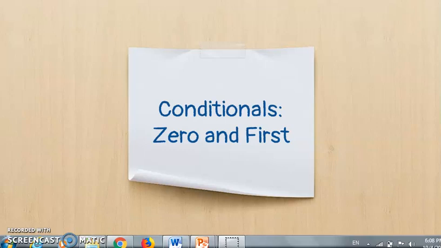Today I'm going to teach you about conditionals. There are different types of conditionals. You have zero, first, second, and third conditionals. But today I'm going to teach you only two types of conditionals, that is, zero and first conditionals.